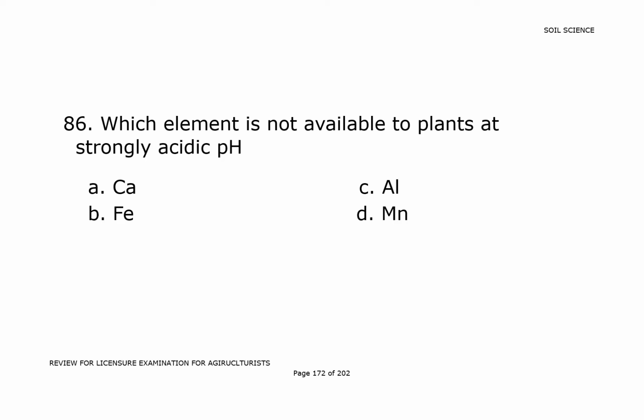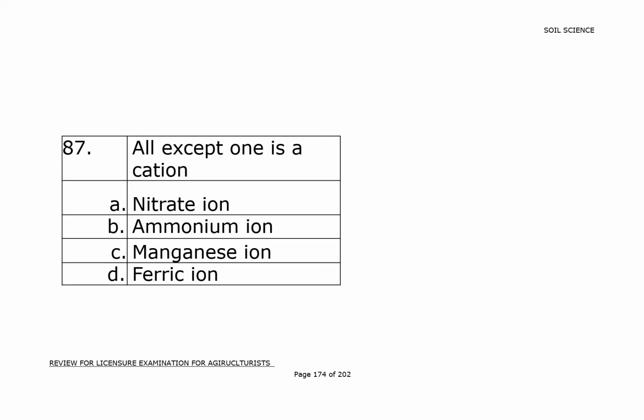Number 86. Which element is not available to plants at strongly acidic pH? A. Ca, B. Fe, C. Al, D. Mn. The answer is Ca.